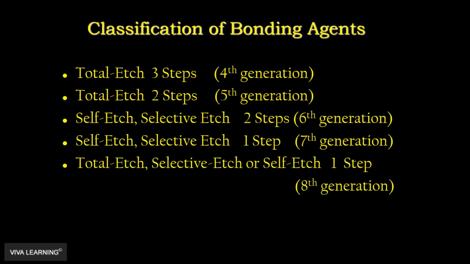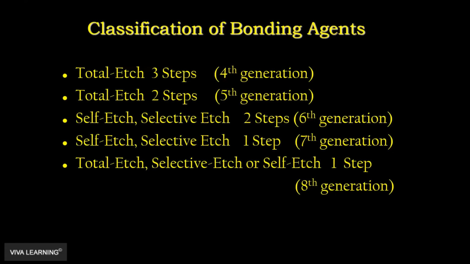And then you have the total etch, selective etch, or self-etch. And this is what we call the newest generation, called the 8th generation, or the universal adhesives. And they also are a one-step single bottle. But here's the interesting thing about universal adhesives. It doesn't matter which of those etching modes you're using, whether it's total etch, selective etch, or self-etch, you can use these adhesives with any of those.